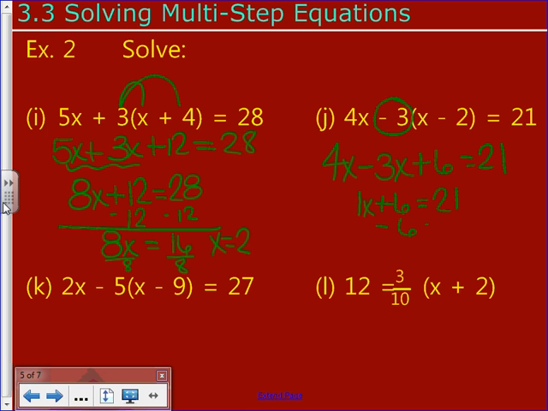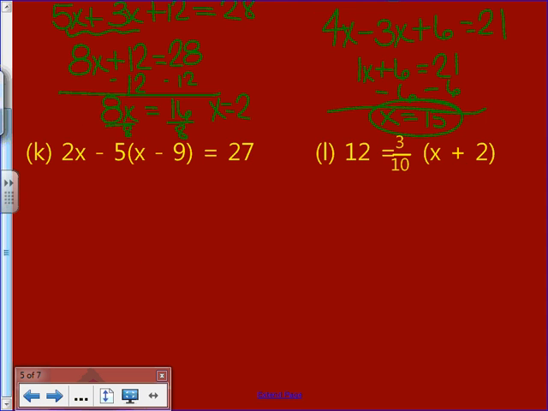Subtract 6, x equals 15. You can always substitute back in. I'm not doing that. You should be ready to check at any time that I would ask for that.